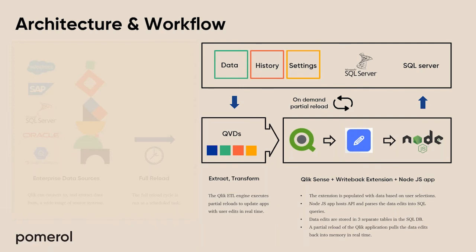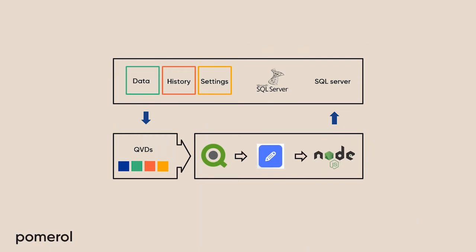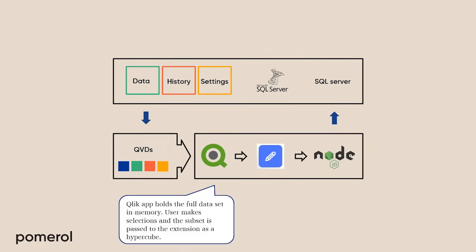So the key thing to note here is that while your traditional ETL flow is running on a schedule that may be hourly or daily, the writeback extension is enabling edits that update the data model in real time, on demand, based on the user's request, essentially.